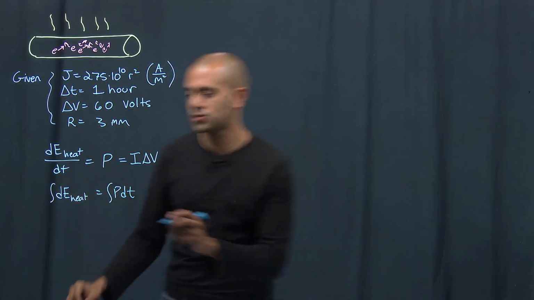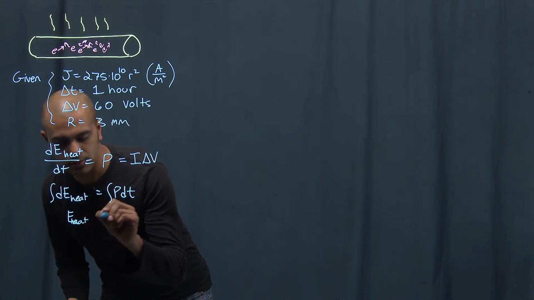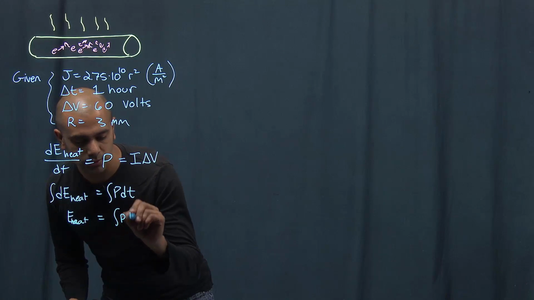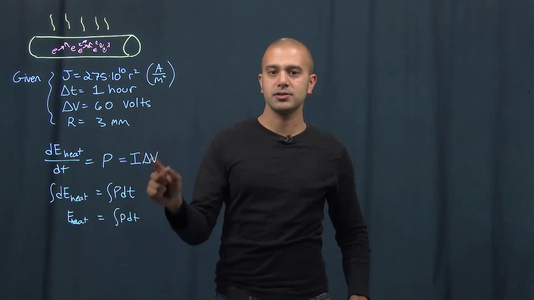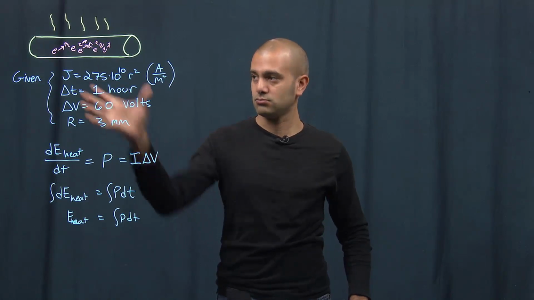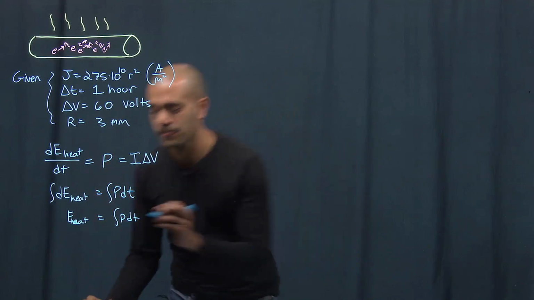The left-hand side is trivial, and that just gives that the total heat lost, the total energy loss, equals the integral of the power over time. In the situation where you have a constant current and a constant voltage difference across the ends, the power is constant as well, so you can take it out of the integral.